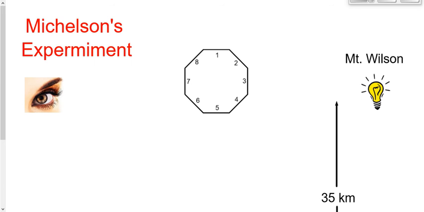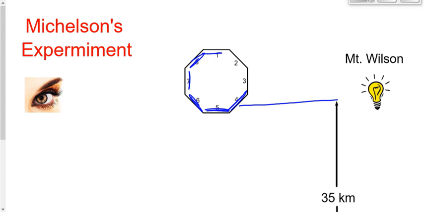If we have two mountains 35 kilometers apart, or they don't have to be 35 kilometers apart, that's just the two mountains that Michelson used. Whatever the distance, doesn't really matter. We shine a flash of light from Mount Wilson, that's the first hill, at this mirror, looking at it from above, that has the potential to rotate. Right now it's not rotating. It's just at rest, and you've got 8 sides of the mirror that are just plain flat.